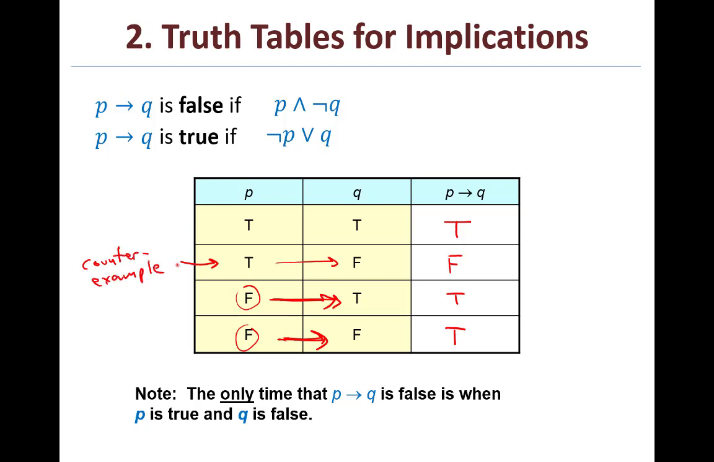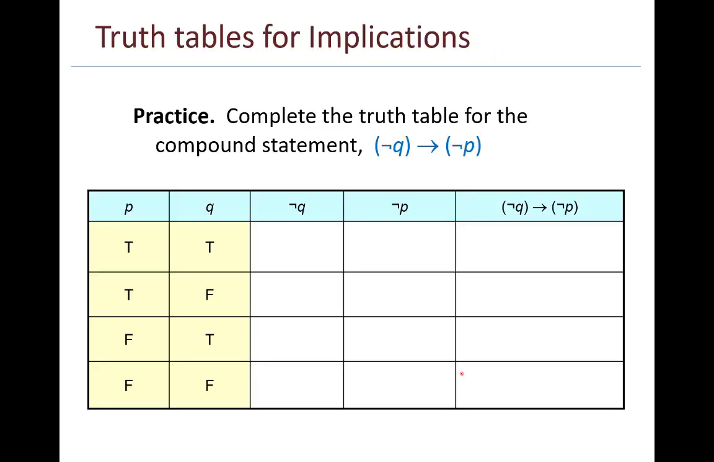That is the only time that an implication is false. These two cases on the bottom, yeah, they're just weird. It's hard to really believe why those should be true implications, but they are, and it boils down to the fact on the bottom here. The only time an implication is false is when there's a counterexample, when P is true and Q is false. All right, let's move on a little bit.